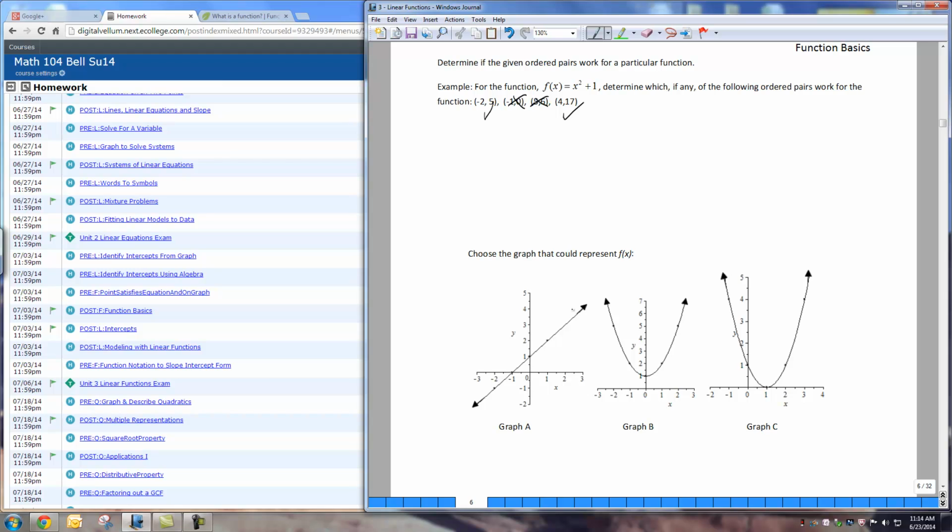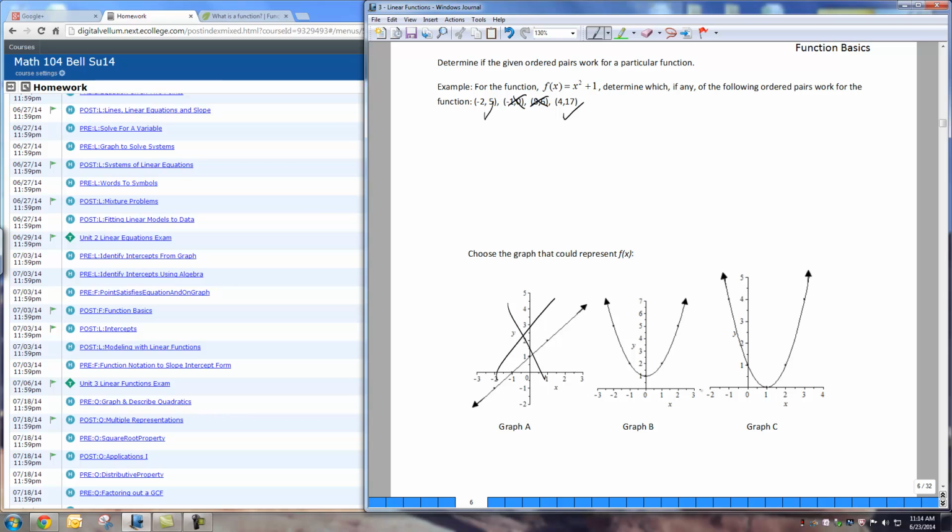So now let's look at these 3 graphs. Do any of these 3 graphs contain these 2 points? So negative 2, 5: this graph does not go through negative 2, 5, so it can't be that graph. What about this one? Here's negative 2, 5. This graph does go through negative 2, 5. What about this one? Negative 2, 5. It could. I'm not sure. Let's check the other point.